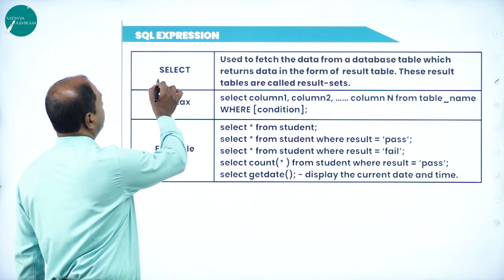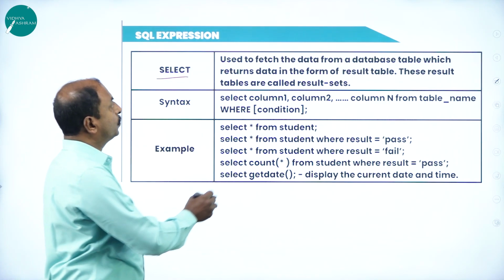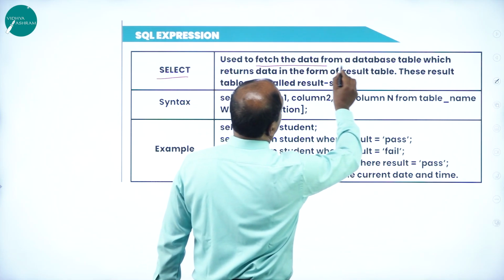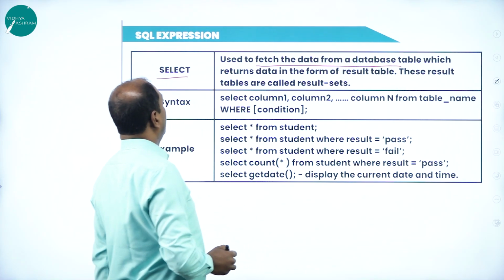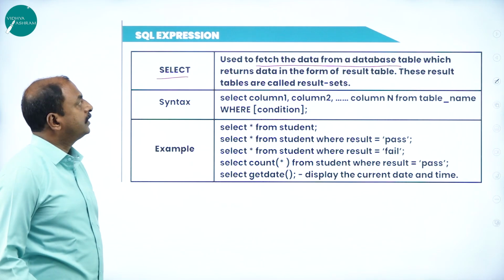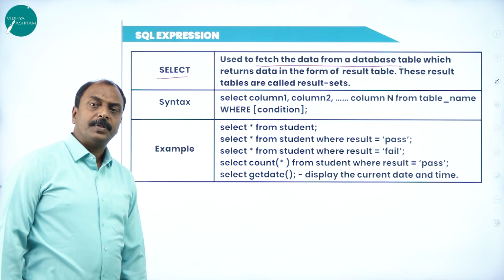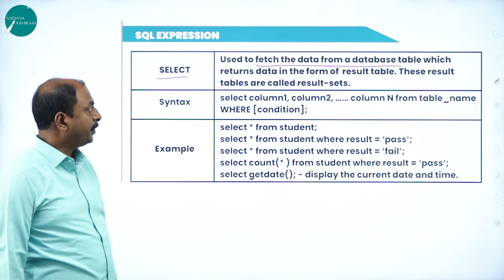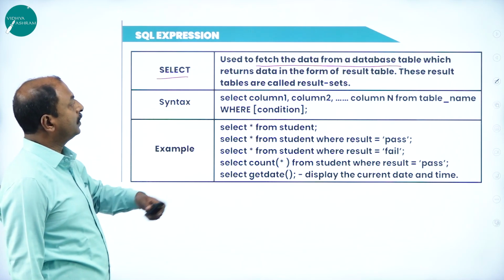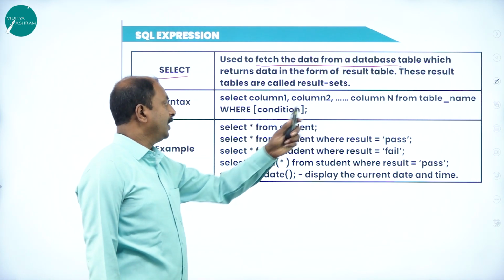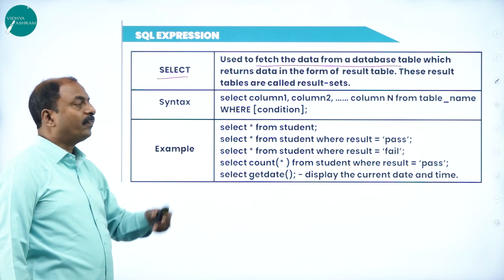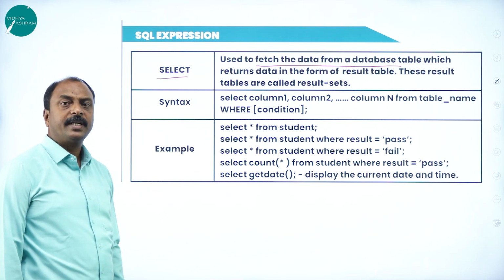Next one is the select command. It is used to fetch the data from the database table. So it is used to display the data from a particular table or more than one table by using the select command. This is the syntax of this, and here is an example for the select query or select command.